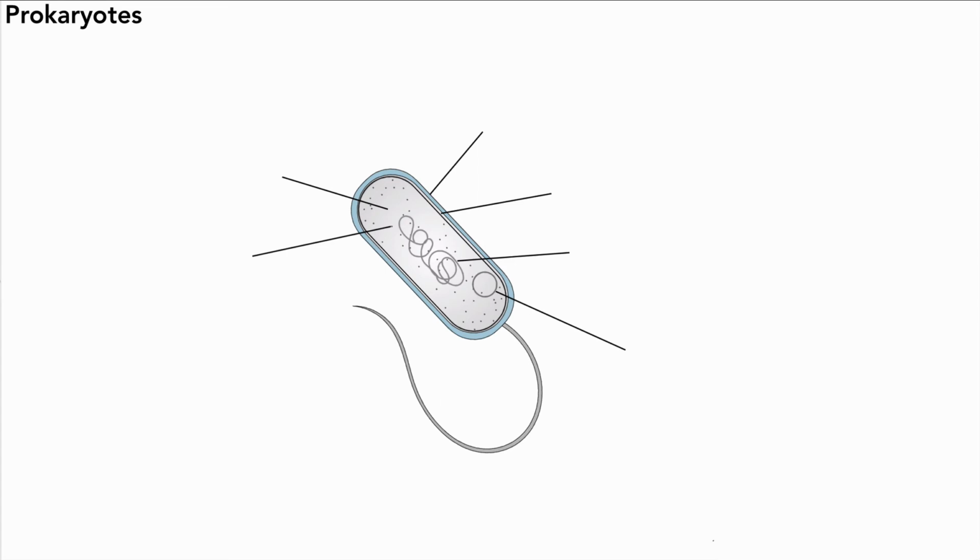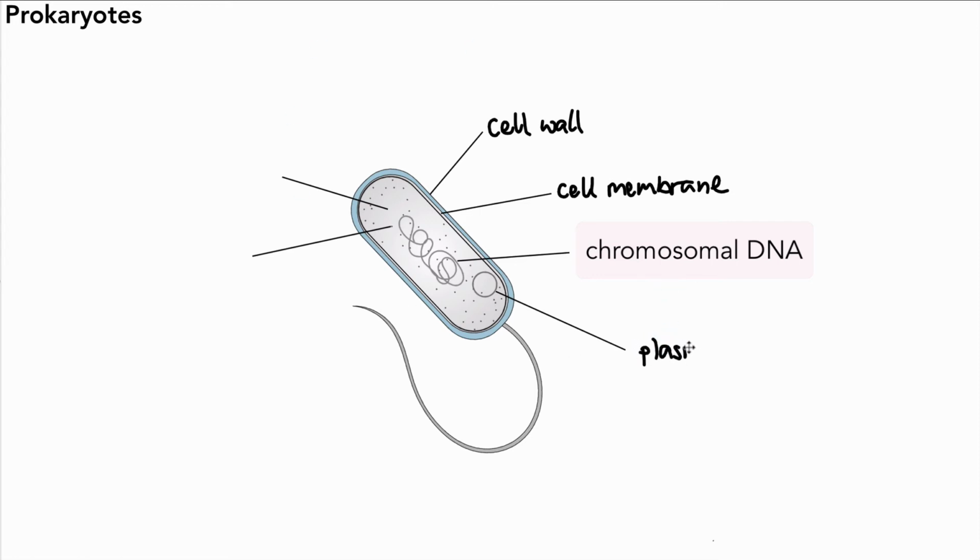So we need to be able to label a prokaryote as well. We can go through this very quickly because there is only one new word, which we'll look at, but most of them are familiar. We've got the cell wall, the cell membrane. We've got DNA, which we describe as chromosomal DNA. And we also have another piece of DNA called a plasmid. That's also circular, and it's extra or separate from the main circular DNA, and it contains a few genes.